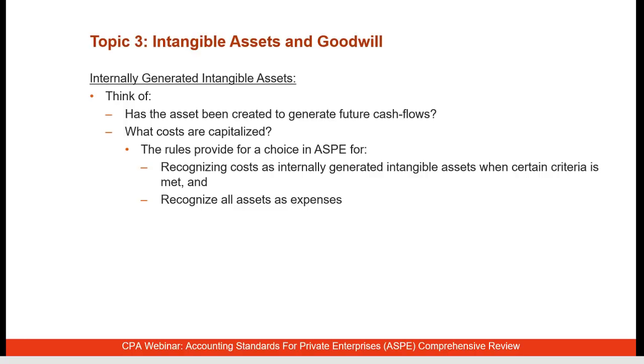So the next thing is internally generated intangible assets. Think of whether the asset has been created to generate cash flows. What costs are capitalized? ASPE provides a choice for recognizing costs as internally generated intangible assets when certain criteria are met, or recognizing all as expenses.